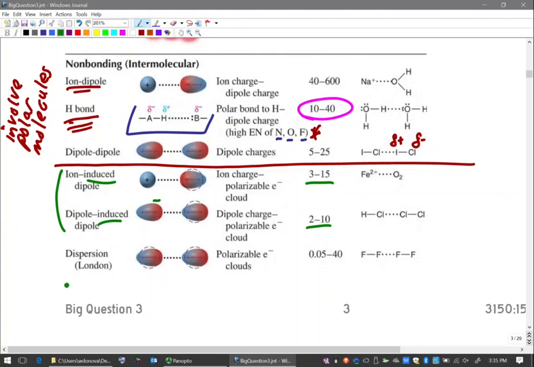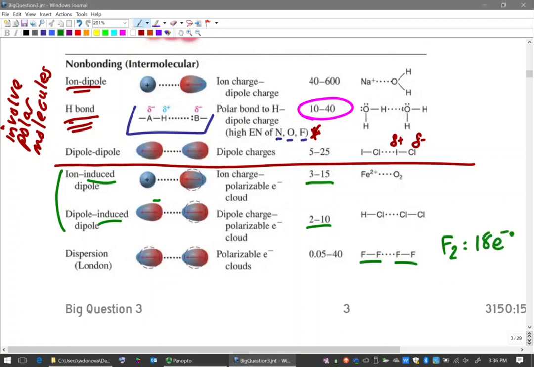The last item on the list is called dispersion forces, sometimes called London dispersion forces or London forces. Usually dispersion's the name we use. A wordy name for this could be induced dipole forces. Okay, if you think about it for a second, let's say you have these two in the example here, F2, molecule of F2.